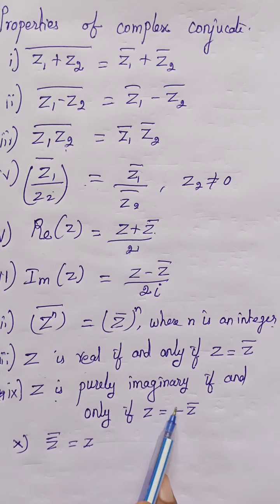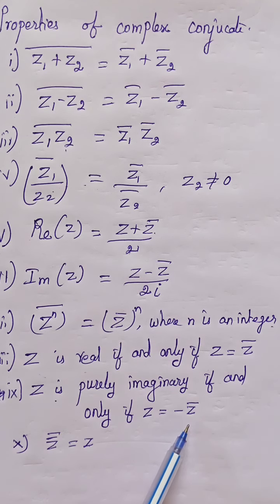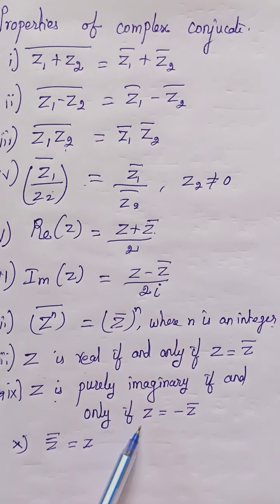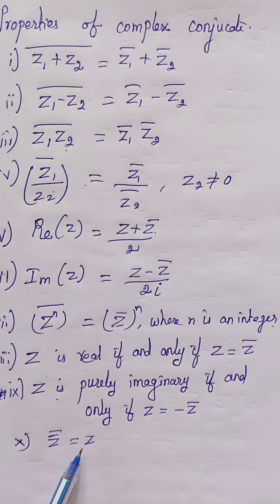Now, z is purely imaginary if and only if z is equal to minus z bar. If z equals minus z bar, we can say that z is purely imaginary. Then, (z bar) bar equals z.